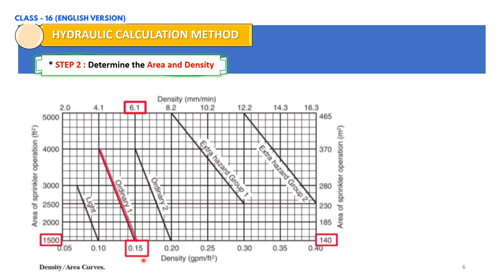the density will be 0.15 GPM per square feet at 1500 square feet area of sprinkler operation. For ordinary hazard group 2 also, the area of sprinkler operation shall be 1500 square feet at 0.2 GPM per square feet density. However, for extra hazard group 1 and extra hazard group 2, the area of sprinkler operation shall be 2500 square feet at 0.3 GPM per square feet density for extra hazard group 1, and for group 2 extra hazard, the density shall be 0.4 GPM per square feet at 2500 square feet area of sprinkler operation. So for example, in this case we shall consider our occupancy comes under ordinary hazard group 1, it means the density shall be 0.15 GPM per square feet at 1500 square feet area of sprinkler operation.